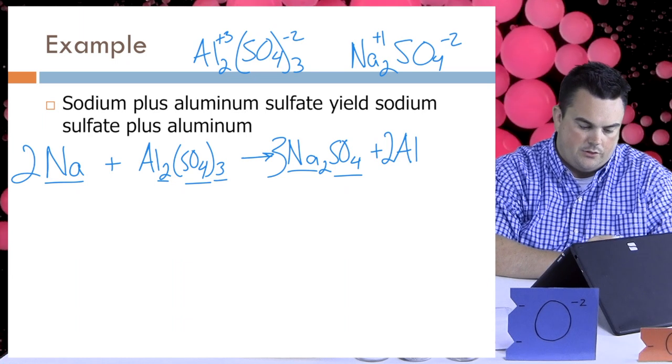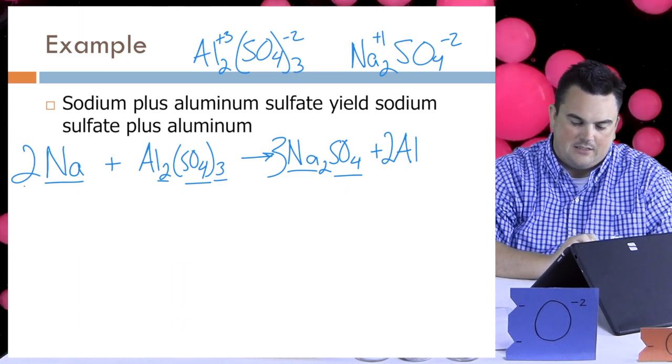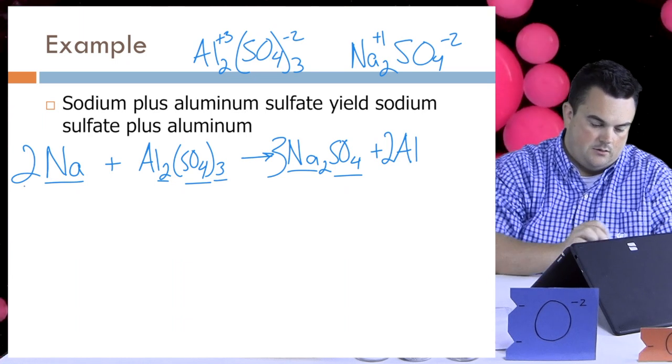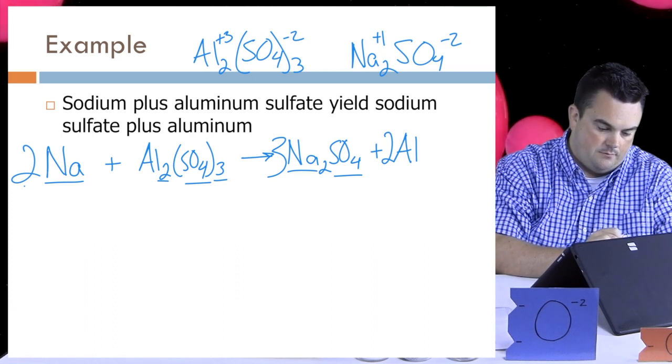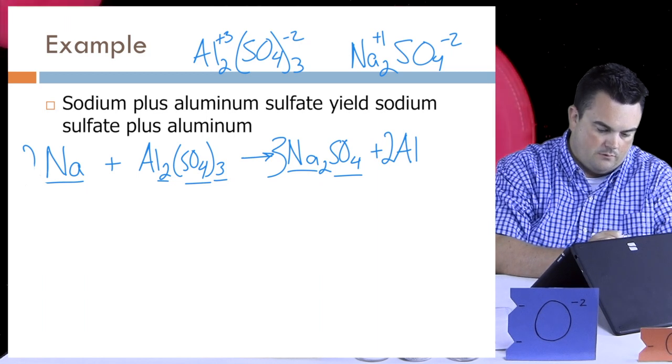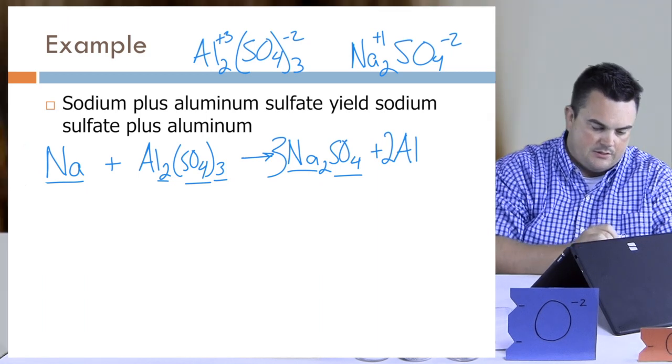All right, so I've got 2 on the left and I've got 6 on the right. Yeah, so when you distribute, you get 6. So let's change that coefficient on the left there. All right, so I'm gonna change that. Erase the 2, so that's got to be a 6, right?